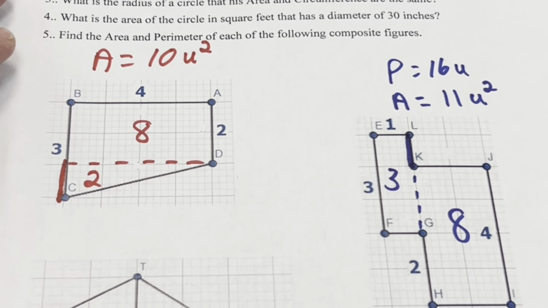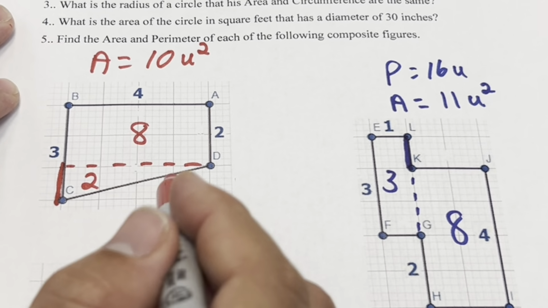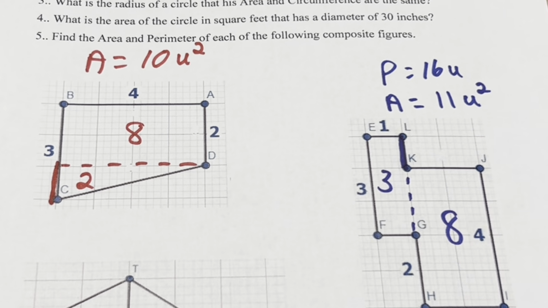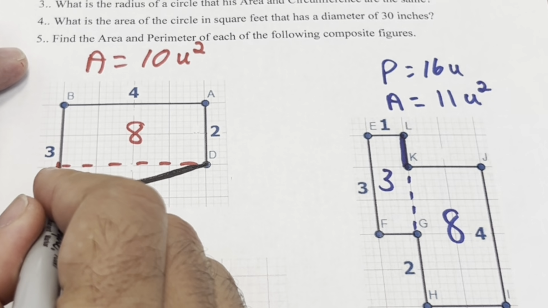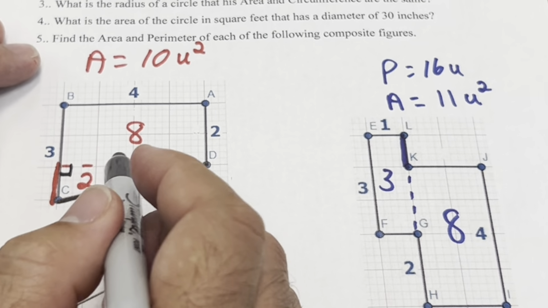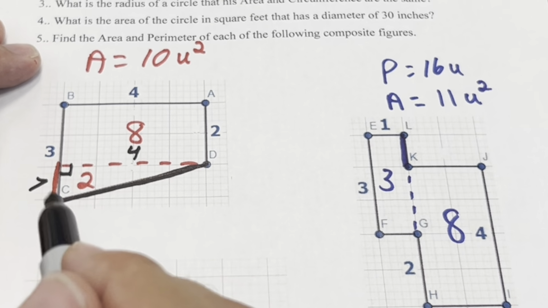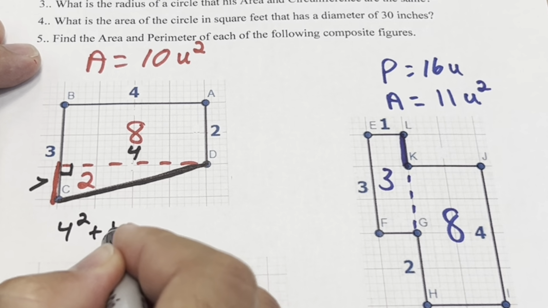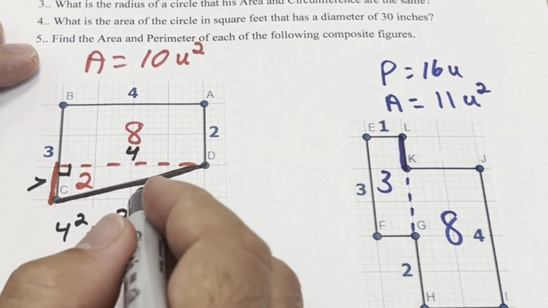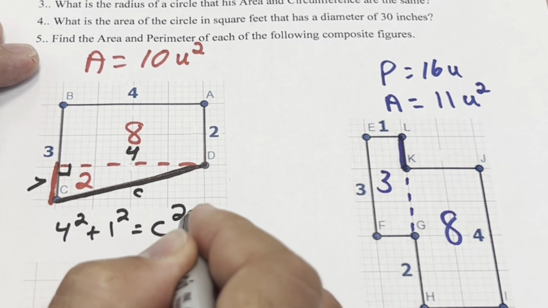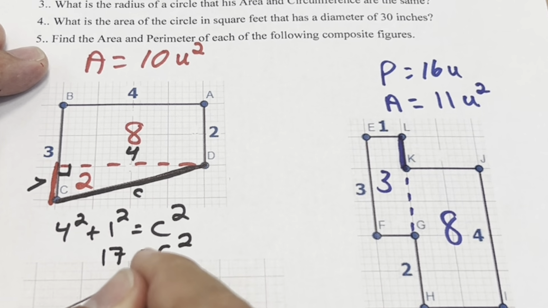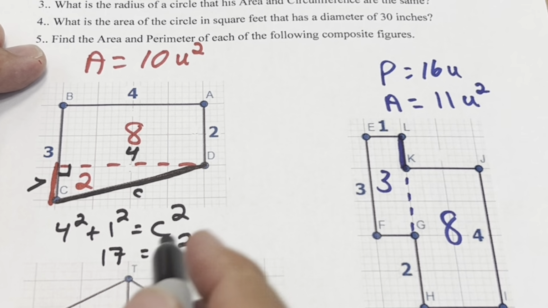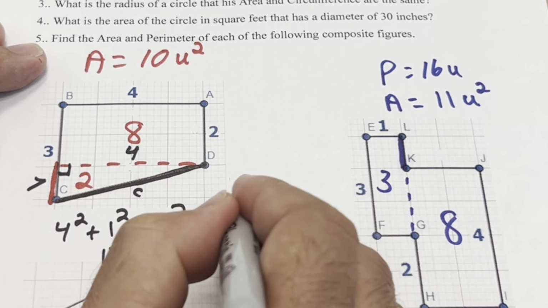Now the challenge a little bit is the perimeter, because we need to find this side here. This side is the diagonal of the figure. This diagonal here is part of a right triangle, so we need to use the Pythagorean theorem. So this is a 4, this is a 1. We need to do 4 squared plus 1 squared, equal to this side. Let's call it C. C squared equals 16 plus 1, which is 17. We need to take the square root on both sides. So C is equal to the square root of 17.